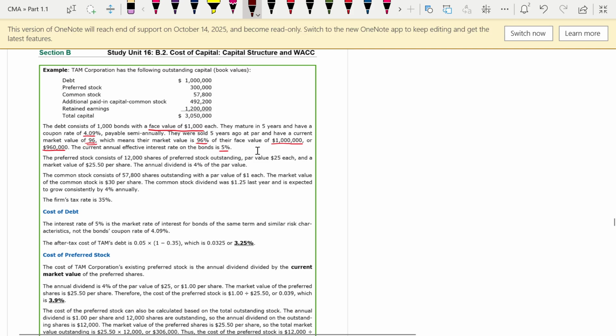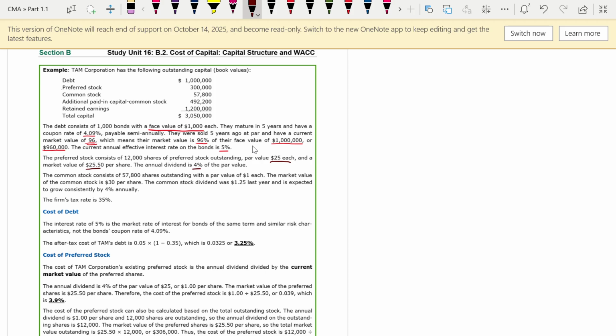Okay, the preferred stock. See the thing, the preferred stock is 12,000 shares. Par value, face value is 25, and the market value is 25.5. The dividend is how much? 4%. That means we have to take the market value. Sometimes we are not concerned whether it is high or low. Whatever the market value is, that market value we take.